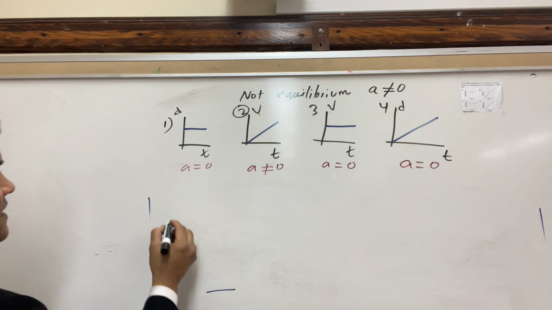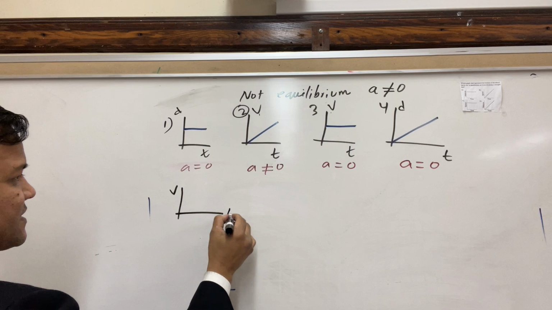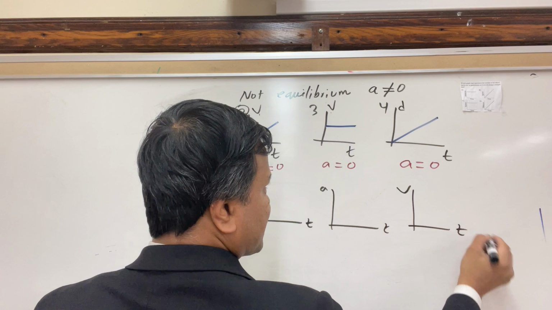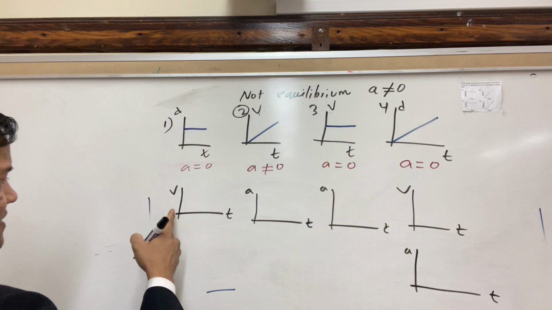Let's convert it to VT graph. DT to VT and VT to AT. Of course, VT to AT, because our final goal is AT.